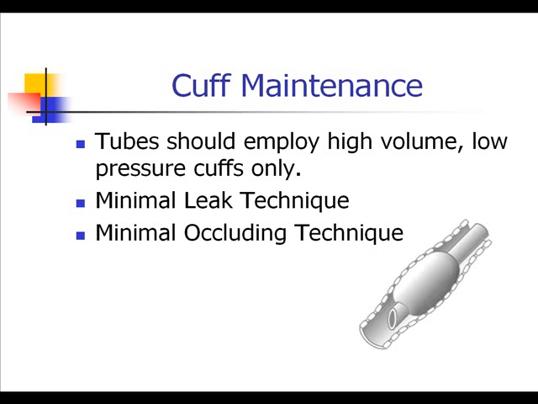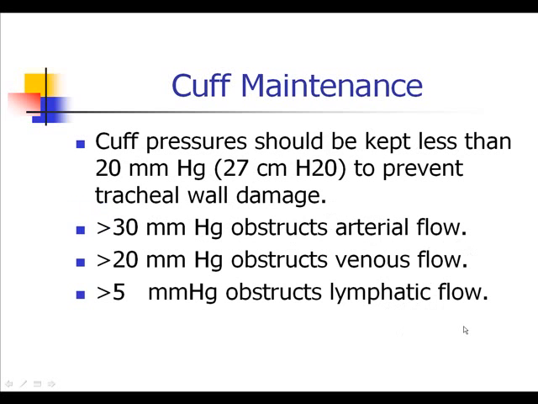That way you know you have the minimum volume in order to seal the cuff without air leaking around it. If you choose to monitor the cuff pressures with a cuff pressure manometer, then ideally keep the cuff pressure less than 20 millimeters to prevent tracheal wall damage. Anything above 30 obstructs arterial flow. Anything greater than 20 could obstruct venous flow, and greater than 5 could obstruct lymphatic flow. But the benchmark number tends to be keeping the cuff pressure less than 20 millimeters of mercury.